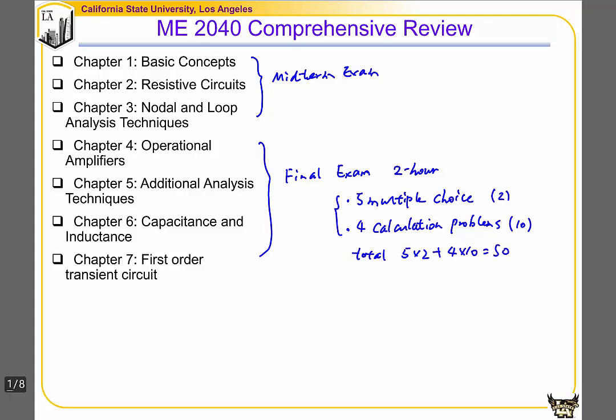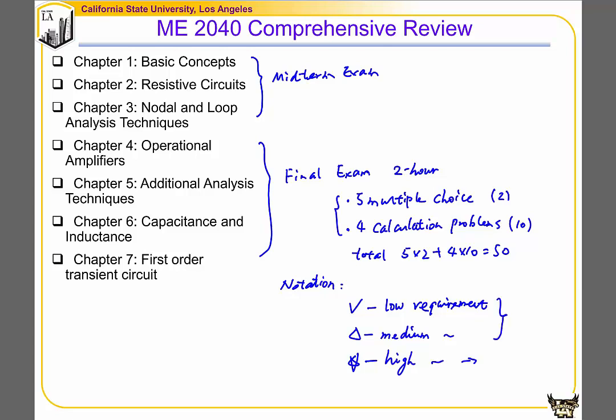Let's also talk about the notation that we're going to use for the review. The check mark is used to represent the objectives of lower requirement. These are mostly the concepts. And we're going to use a triangle to represent the objectives of a medium requirement. And a star represents the objectives of a higher requirement. These 2 types are mostly in the multiple choice problems. These are more tested in calculation problems.